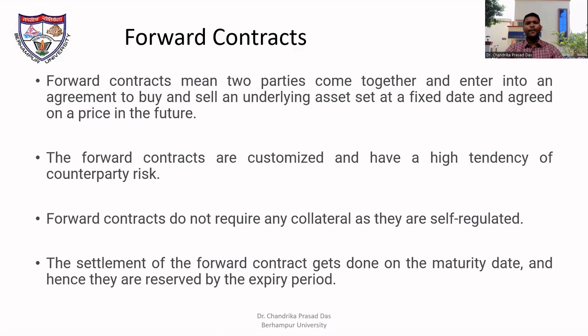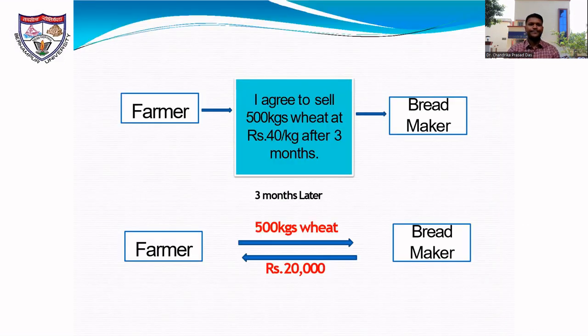They are highly customized contracts. What can be customized? The price, size, and date can be customized. So it has a high tendency of counterparty risk. If one party fails to execute the contract, then the counterparty risk will arise. Forward contracts do not require any kind of collateral because they are self-regulated. The buyer and seller will form the rules and regulations and they will make an agreement between themselves.